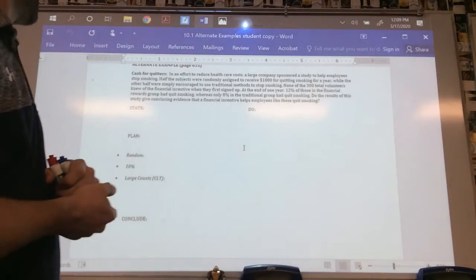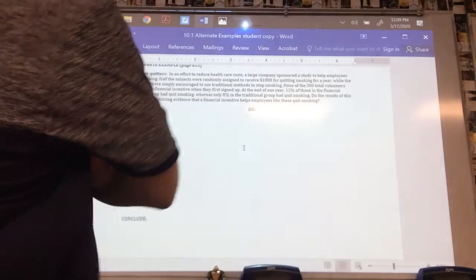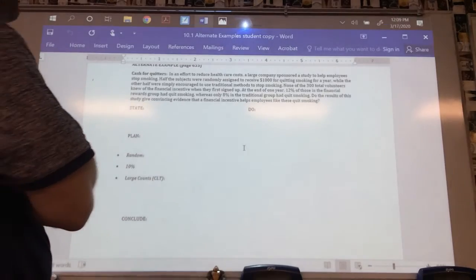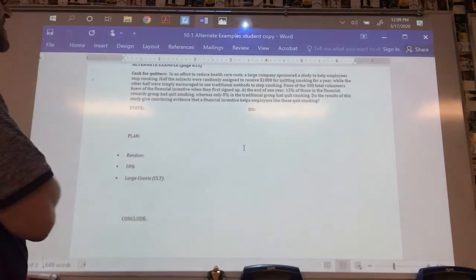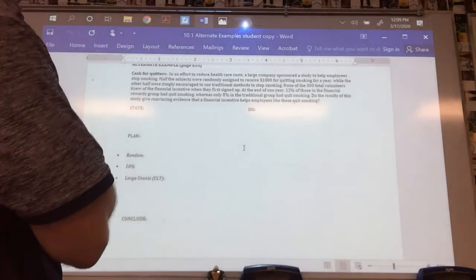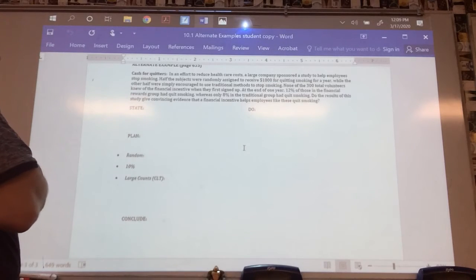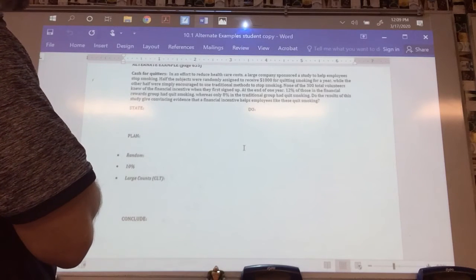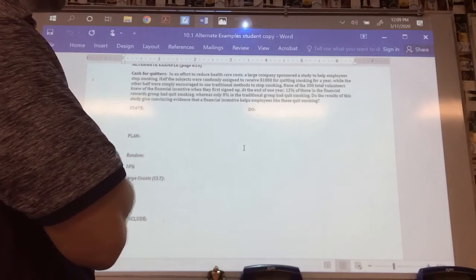So it says, in an effort to reduce healthcare costs, a large company sponsored a study to help employees stop smoking. Half the subjects were randomly assigned to receive $1,000 for quitting smoking for a year, while the other half were simply encouraged to use traditional methods to stop smoking.